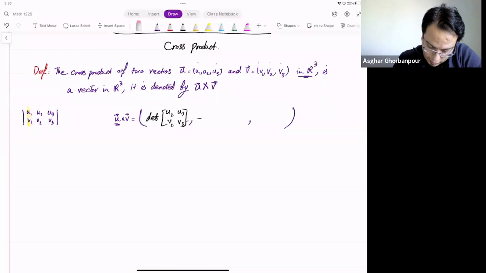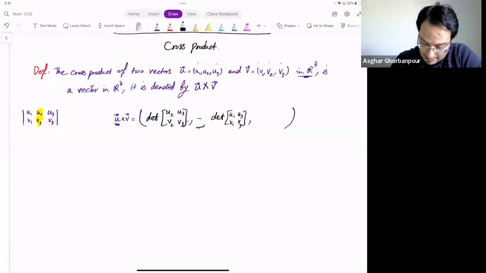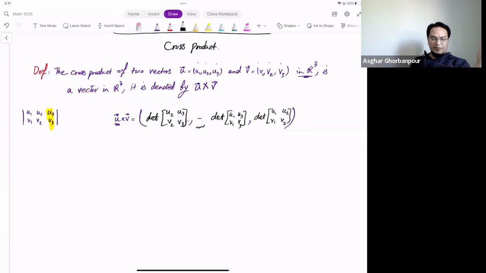Minus, for the second one, you cover the second column. The remainders form a 2 by 2 matrix. We need to find the determinant of that and then multiply by negative. This is for the second component. It's important to leave that negative sign on there. And then for the last one, you cover the third column. The remaining is U1, U2, V1, V2, and then find the determinant. This is the formula. You may know different formulas, but I suggest that you make sure to learn this one. This is something that we will get back to and do a little more work with in chapter 4.